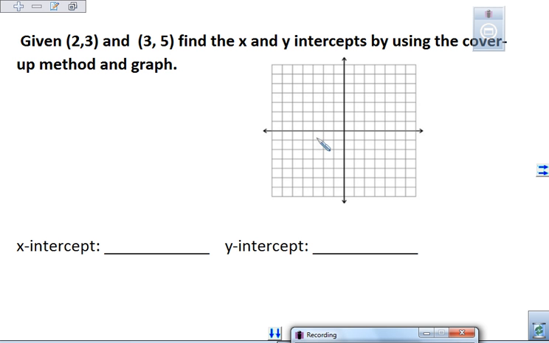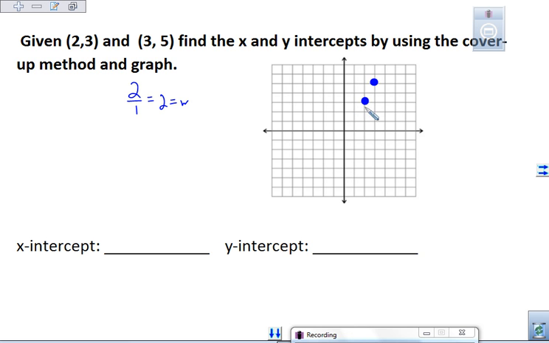So here's the last question in your notes. Given the point 2, 3, and 3, 5, find the x and y intercepts by using the cover-up method and graph. So what we're going to do is we're going to actually calculate the slope using these 2 points, and because I already have them graphed, we can count the slope. So rise is up 2, and my run is forward 1. So my slope is up 2 over 1. So we have a slope of 2.